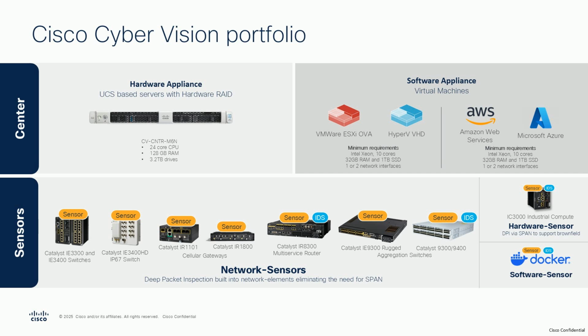Cybervision has flexible options for deploying its components. The center can be deployed on hardware-based environments, such as the UCS M6, but also leveraging virtual environments, like Amazon AWS or Microsoft Azure. The sensor application can be deployed on any of the listed examples out of Cisco's hardware portfolio. In addition to that, Cybervision offers deploying its sensor as a Docker-based application to any industrial compute that complies with the technical requirements.